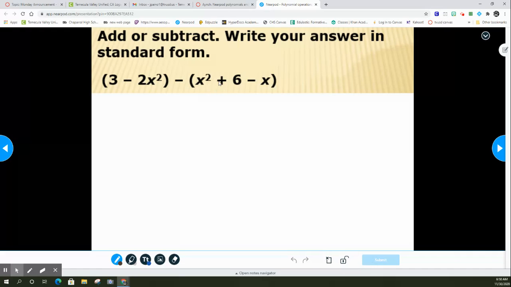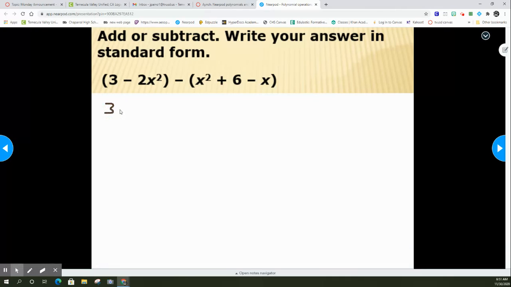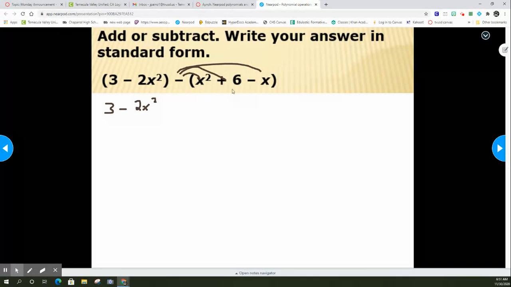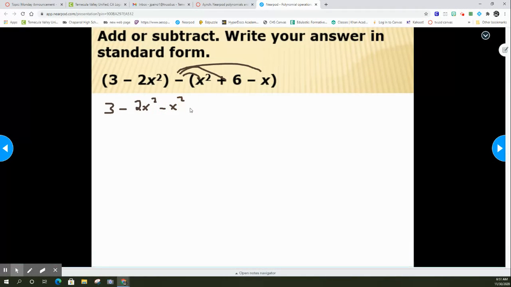Subtraction is a little bit harder. There's a very common mistake where people forget to distribute this negative. It's minus the whole quadratic over here. So what I like to do is take an extra second to rewrite it and distribute that negative sign to everything here. It changes the signs in this. So now it's minus x squared minus 6 plus x.